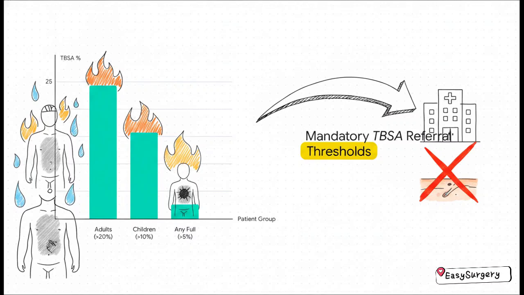And for literally any patient, a full-thickness burn of greater than 5% TBSA means they've got to go to a specialized center. This strict cutoff totally explains why a patient with a 25% TBSA burn has to be referred. But actually, note what isn't a factor here. A superficial burn under 5% TBSA is absolutely not a criterion for referral.